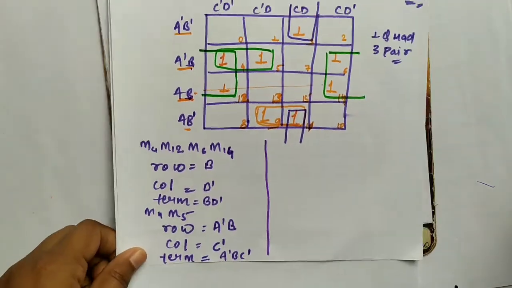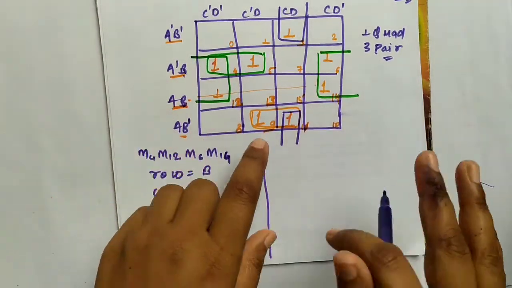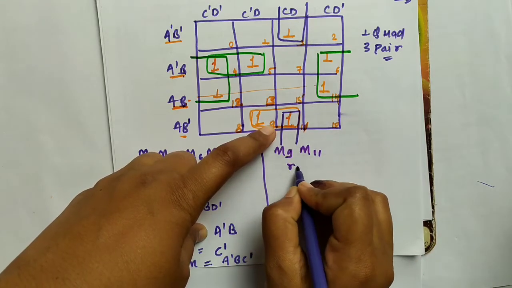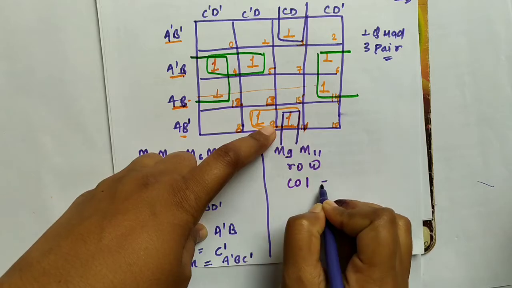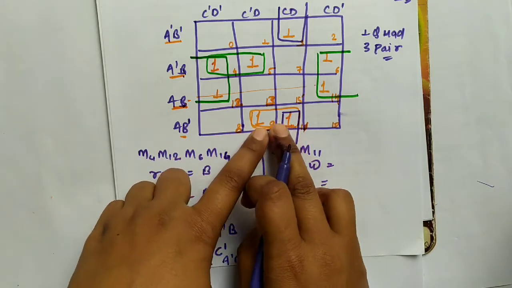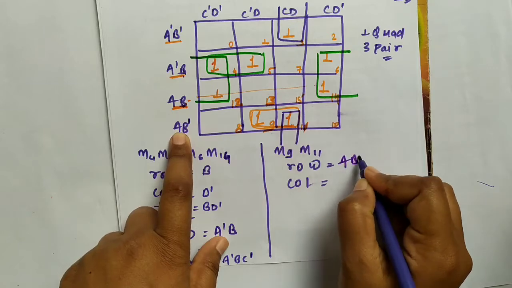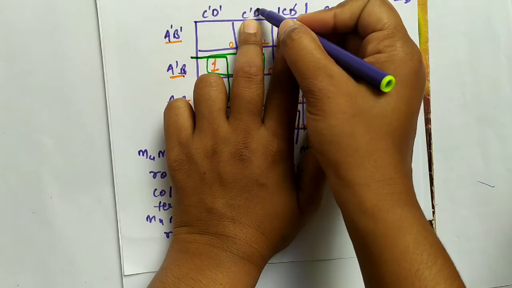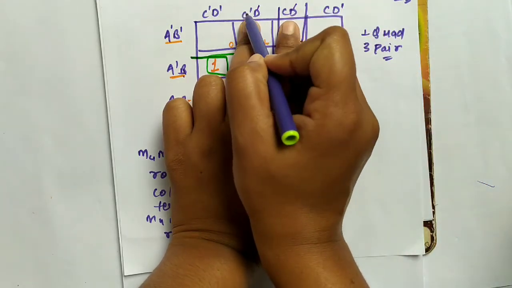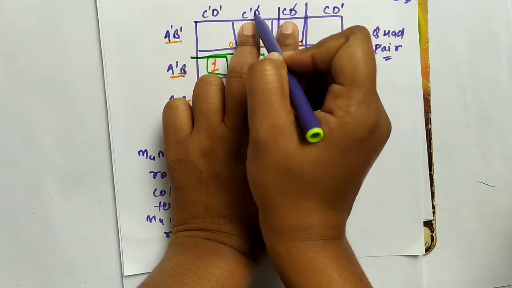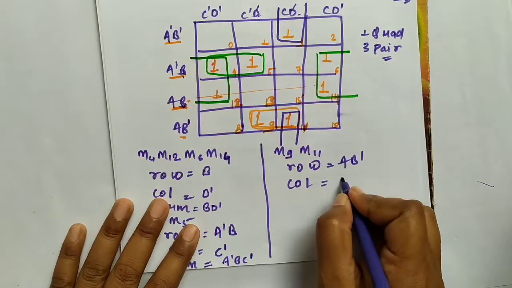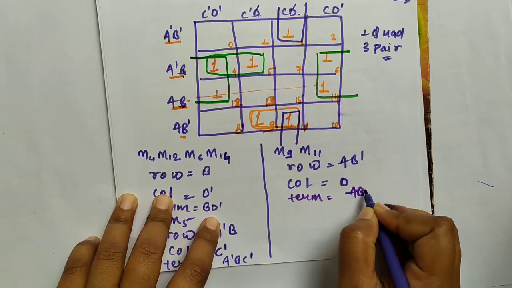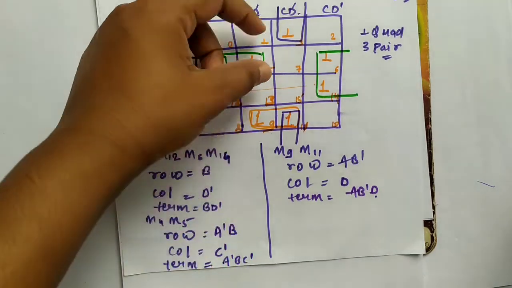Next we can take another pair, M9 and M11, row and column. For the row, both values are in the same row, that is AB dash. But for the column, 9 and 11, that is C dash D and CD, D is common. D is common because C dash and C are different, but in both columns D is available. So in the place of the column we can write D. So the term is AB dash D.